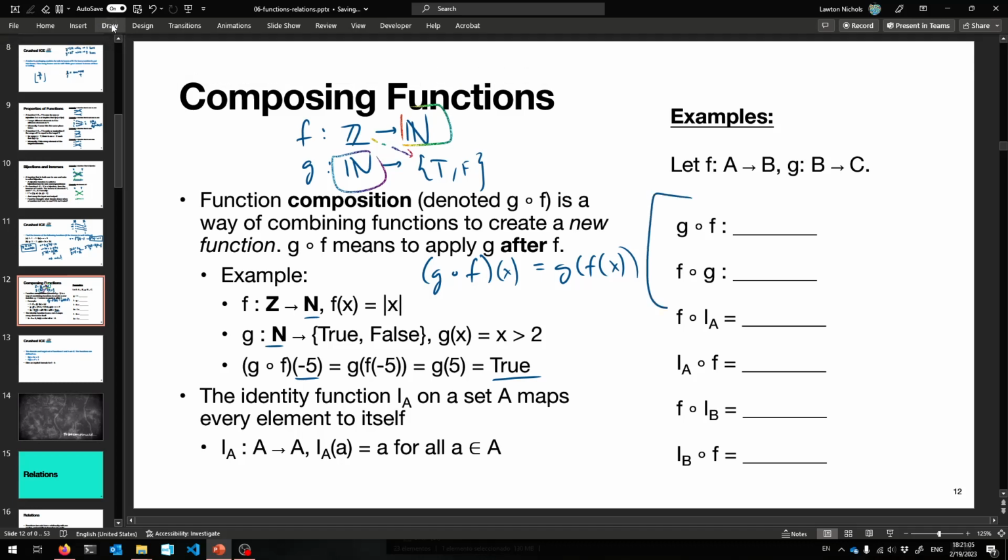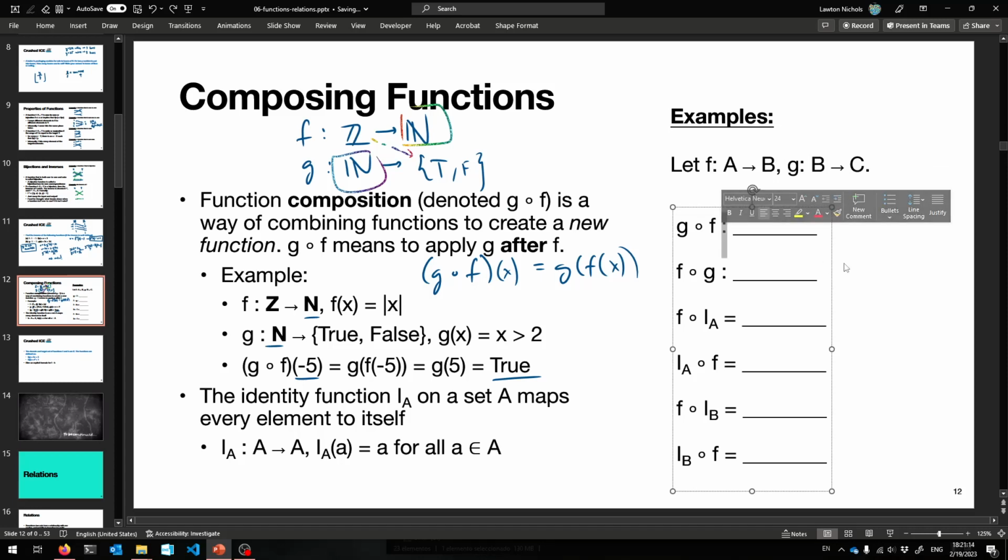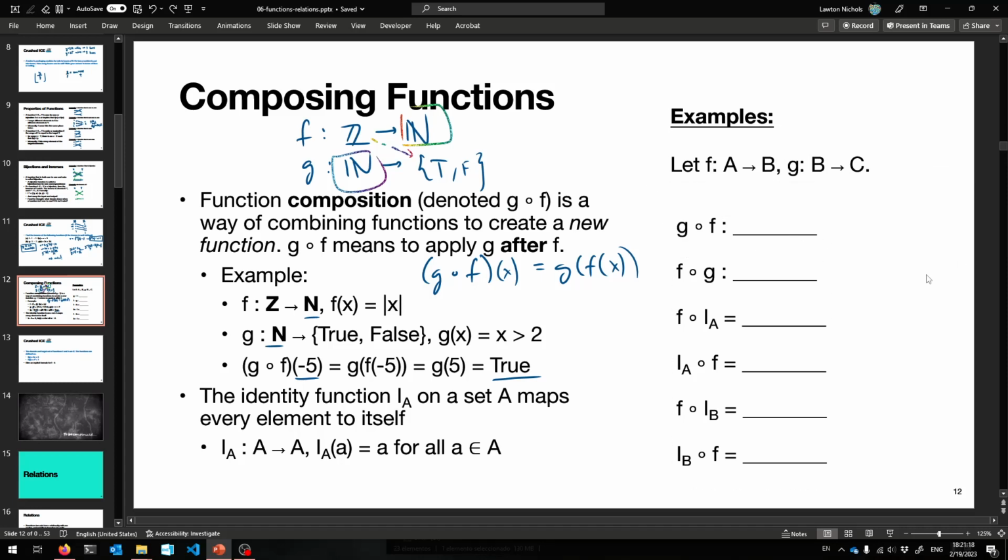Let's see here. We can do these first two examples then. Let f be from a to b and g be from b to c. So what is the type? Like what is the input and output? What's the domain and target of g after f? G composed with f. You start with f first. F takes an a, gives you a b, and g will be able to take that b and give you back a c. So their composition takes the first value, takes the a, and goes all the way to c.